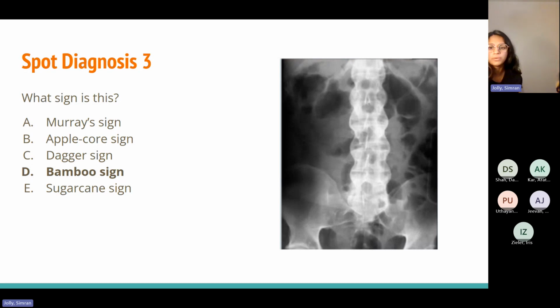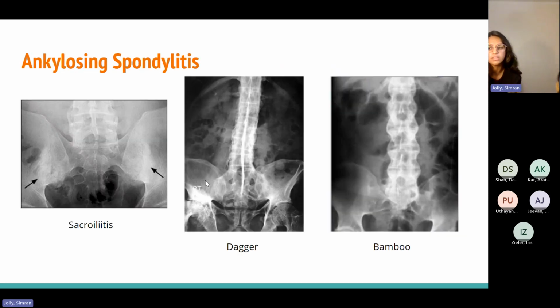But in terms of this bamboo sign picture, these wavy lines are because the tissues of the intervertebral discs become ossified and they kind of connect together, and that's what causes this wavy line. These are some of the other signs that you might see. So here's sacroiliitis. This is obviously in a hip X-ray, but they might give you an abdominal X-ray, and it's just something that you need to spot. The dagger sign is this line here, this unilateral line, and that's because these spinous ligaments ossify and they just form together, basically.